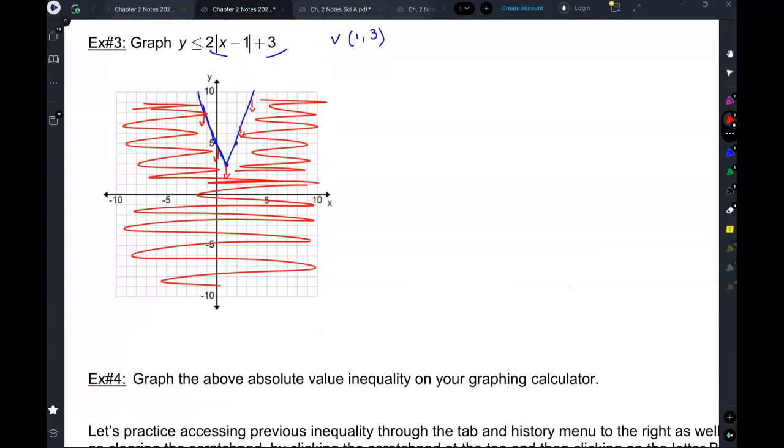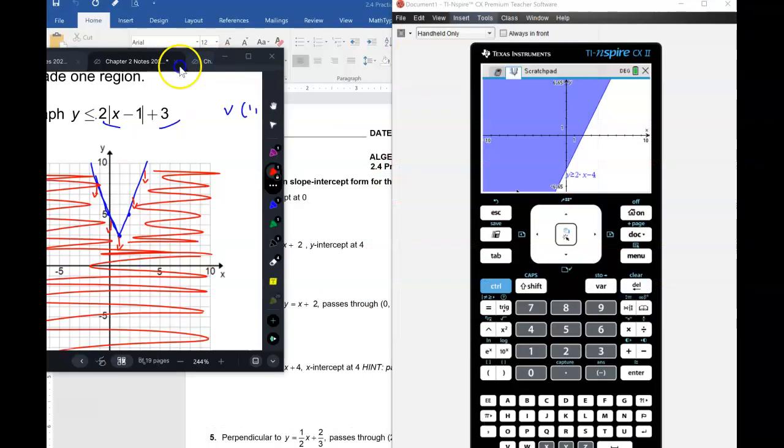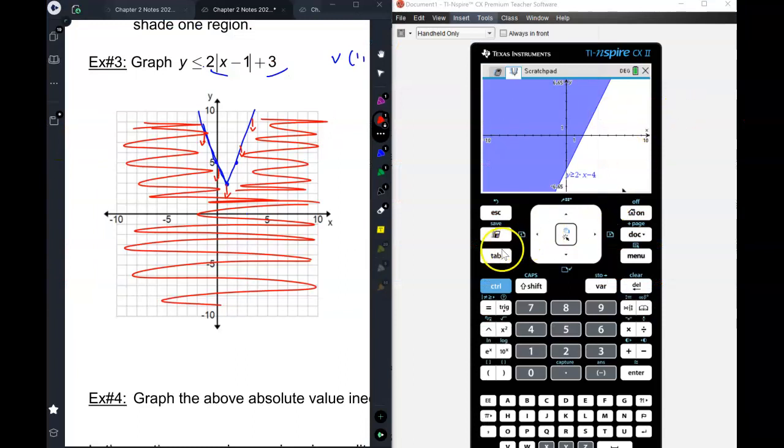So we can do the same thing, right? We can graph the absolute value inequality. So let's go ahead and do this now. Press tab, go up to delete this, so tab up, control delete, enter. Now press tab. So we're going to do Y less than or equal to, right? So control and the equal sign. Pick the less than or equal to.